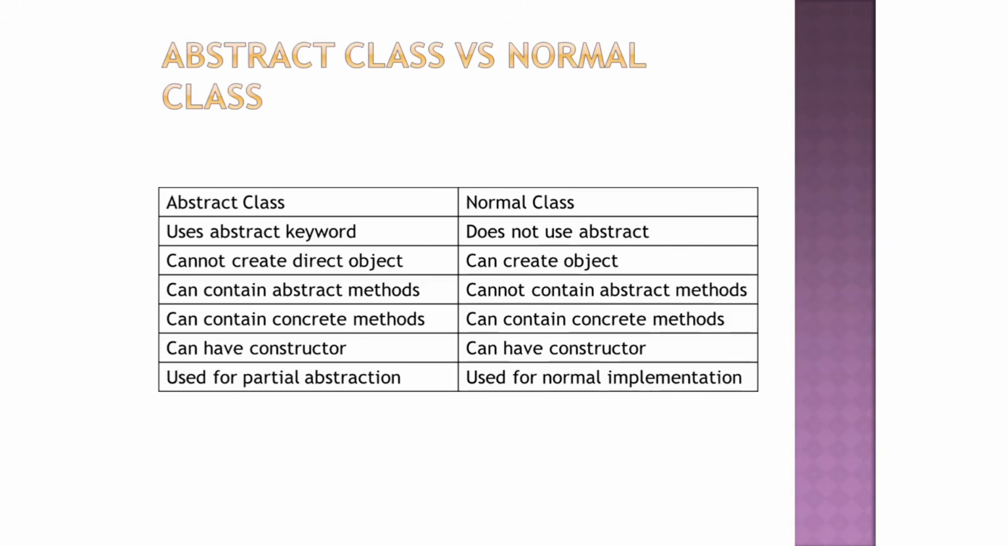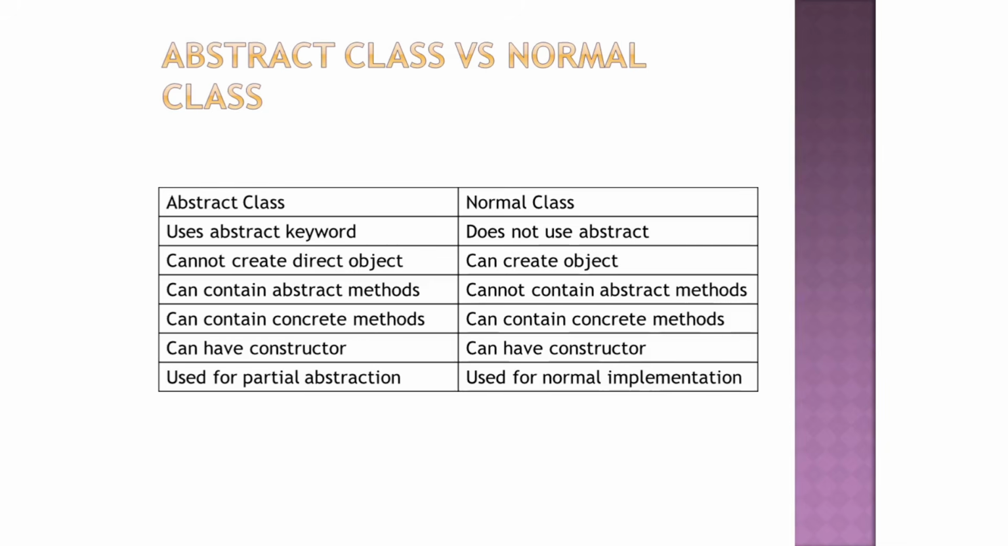The third difference is methods. An abstract class can contain abstract methods. A normal class cannot contain abstract methods, as it is a normal concrete class. However, both abstract classes and normal classes can contain concrete methods. Another similarity is that both can have constructors. So we should not think that an abstract class cannot have a constructor. They can.